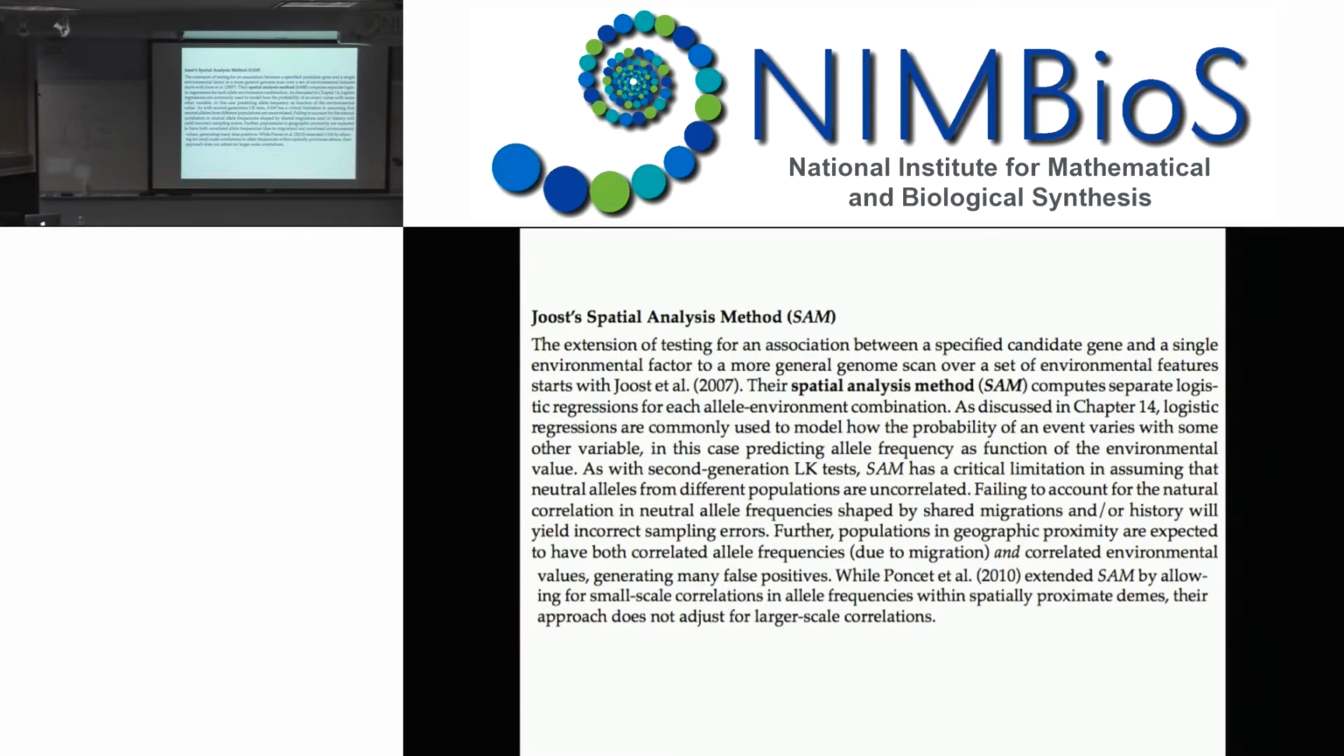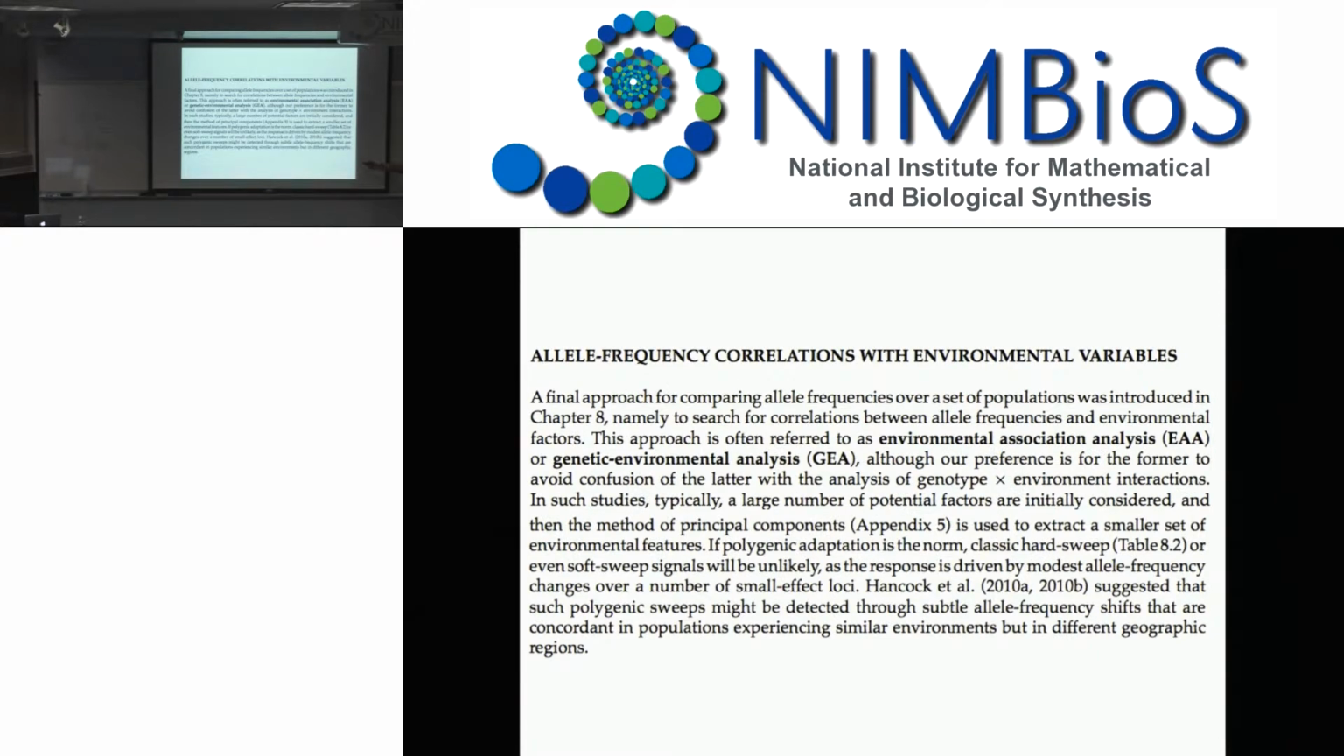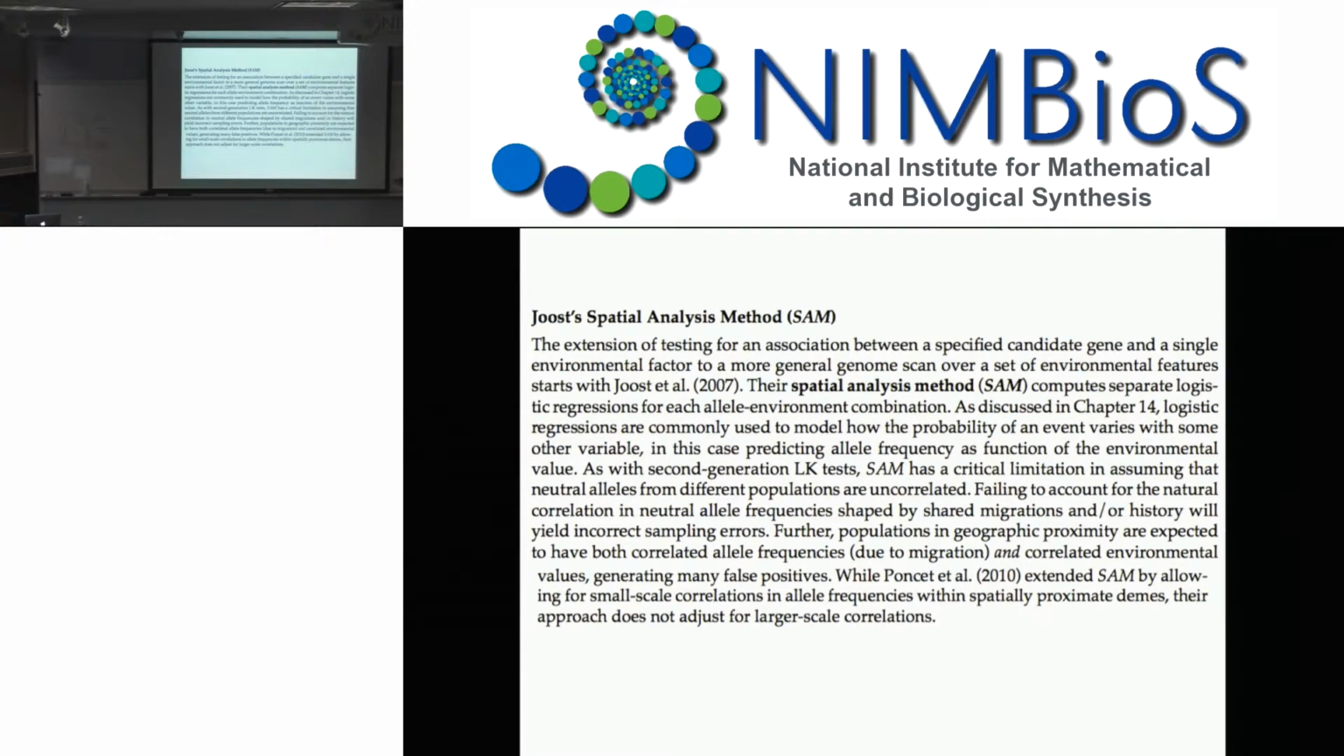So the basic idea, that one of the first examples of this, so this was human genetics, but it actually appeared in the ecological genetics before, was Joseph's spatial analysis, or SAM model. And SAM is really a simple idea. It simply says, I look for an allele frequency, and I map that allele frequency as a function of some environmental variable. So I basically have allele frequency, environmental variable. Then how do I map a frequency on a variable? That's a logistic regression.